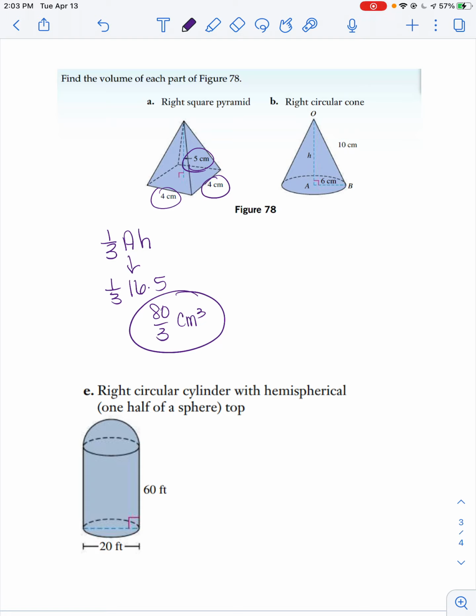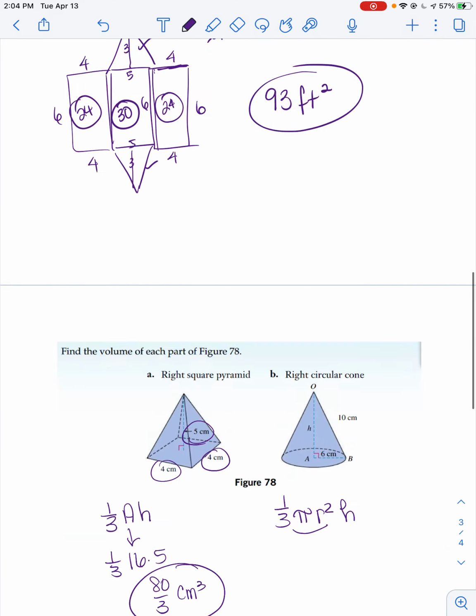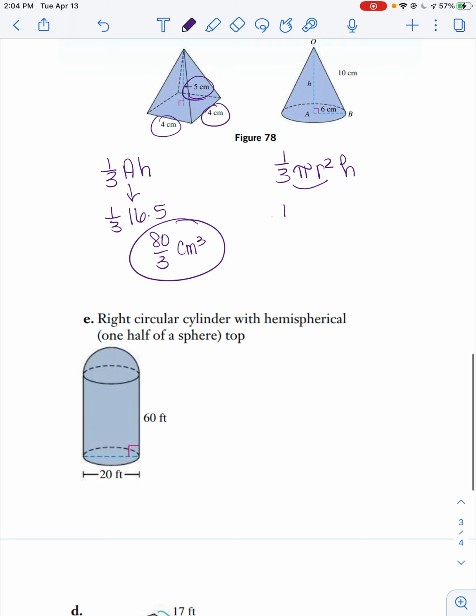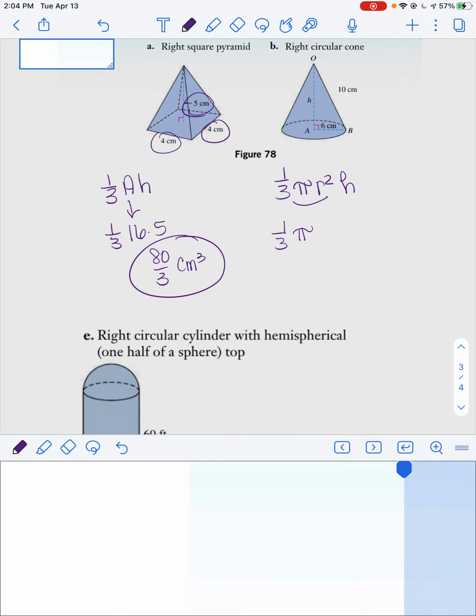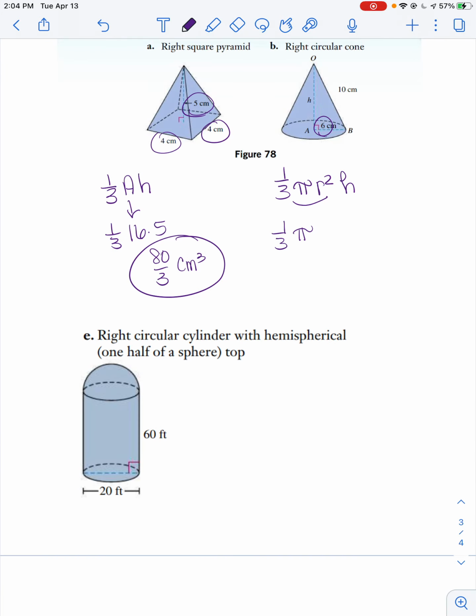How about that right circular cone? Well, the volume of a right circular cone is given as 1/3 pi r squared, that there's your base area, times your height. Well, in this case, I have those dimensions. I have the 1/3 pi. My radius here is going to be 6 squared times my height. Oh, wait a minute, I don't have the height.